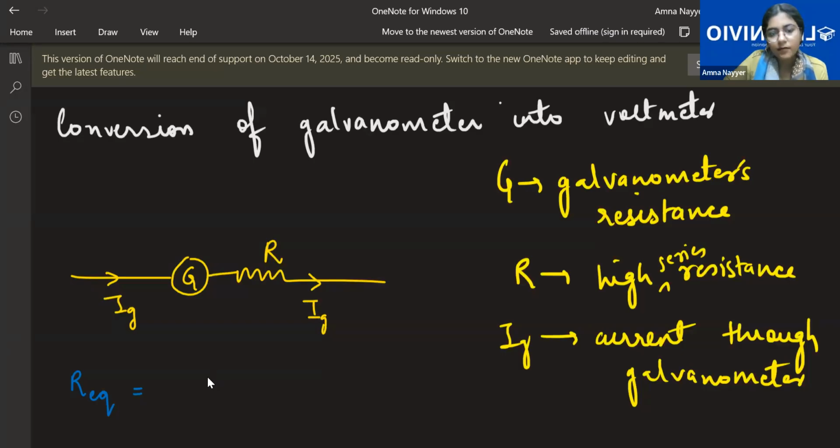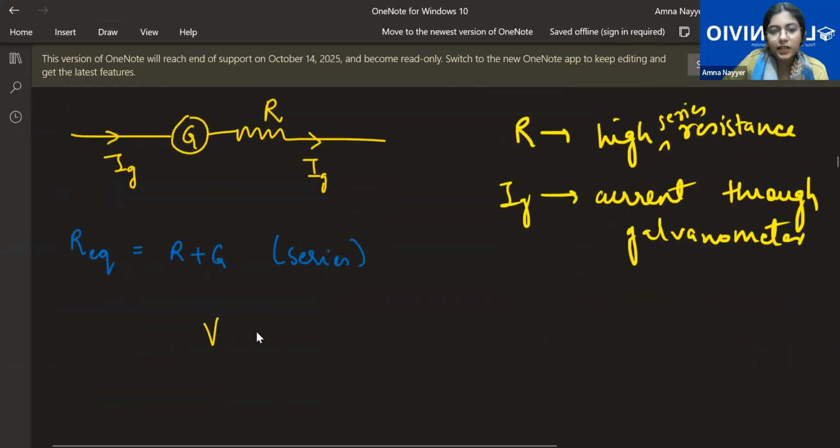R plus G. Yes, very good. R plus G, because this is connected in series. Now see, if I have the equivalent resistance and apply Ohm's law, V is equal to IR. This is what we know according to Ohm's law.